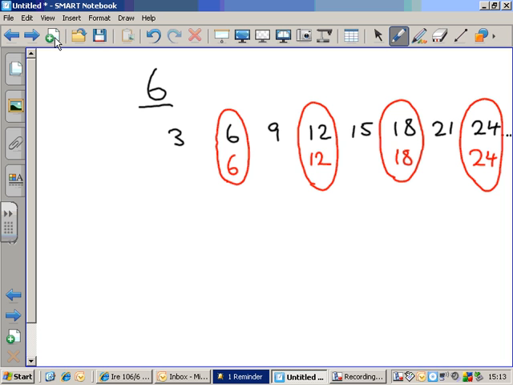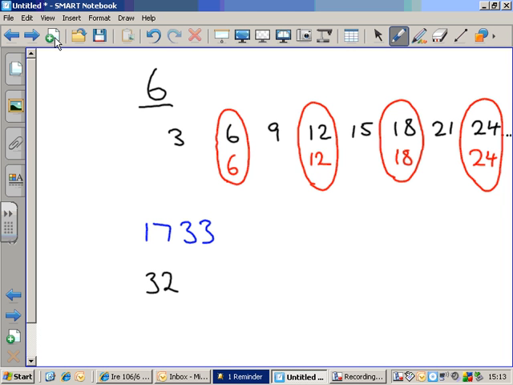So if you want to find out if a number's in the 6 times table, first of all ask yourself, is it an even number? So here's one that definitely won't be. 1,733 definitely won't be, will it? But here's one that might be. Let's check out this one.